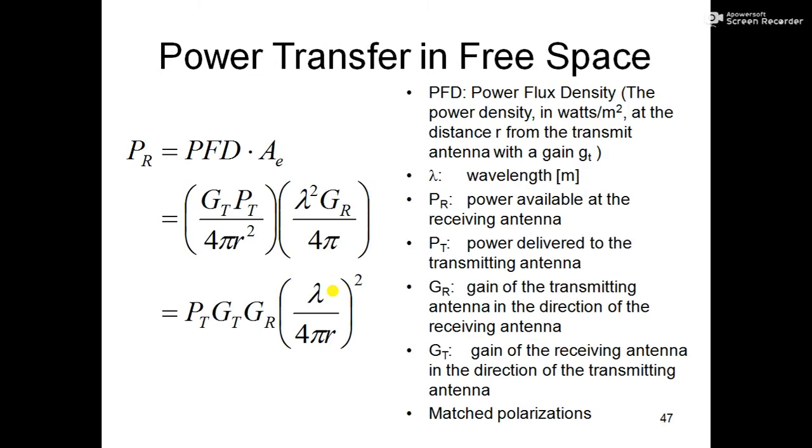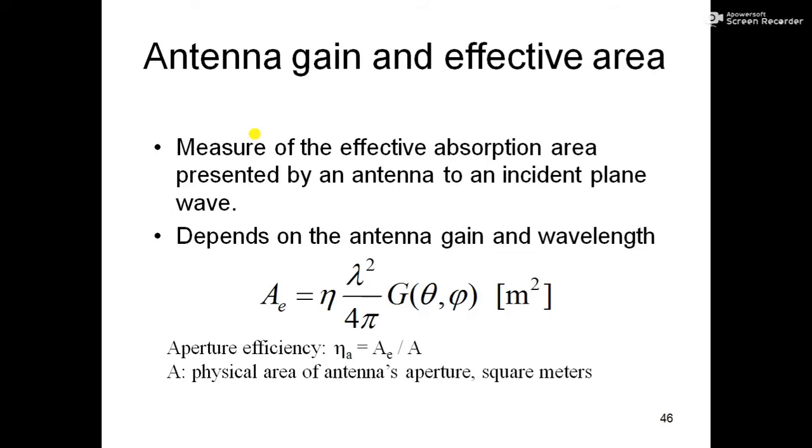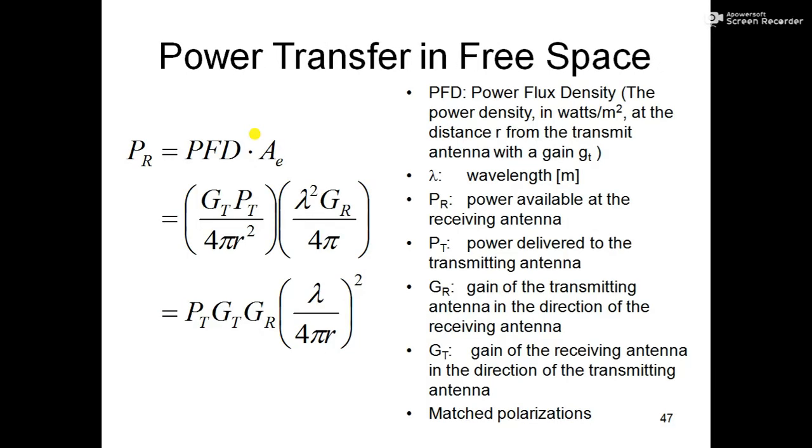Then the power transfer in free space. Power transfer in free space is given by PR equal to PFD, that means power flux density, times AE. This is the reason why we need this analysis, because we need to consider the effective area, not the actual area. So PR is given by PFD times effective area, and the PFD is the gain times power divided by 4 pi r square, that is, GT PT by 4 pi r square. So what is this PFD? GT times PT is the gain of the transmit antenna and the power given to the transmit antenna. So if we give some power, that power will be multiplied by the gain, right?